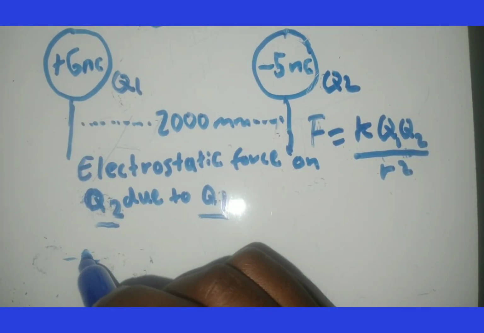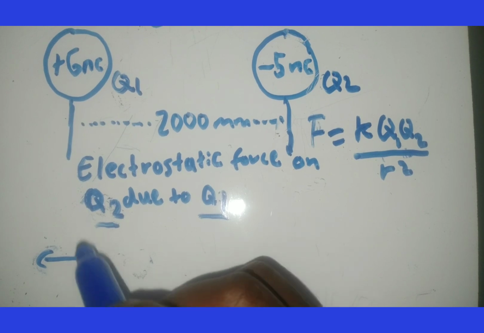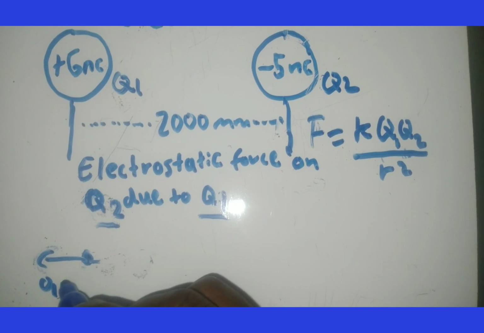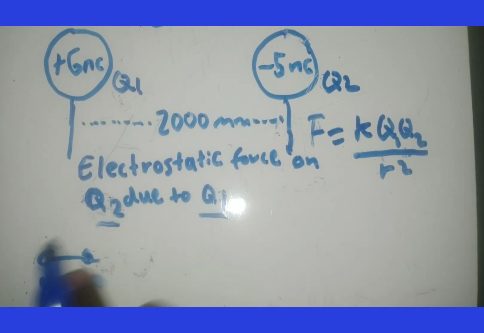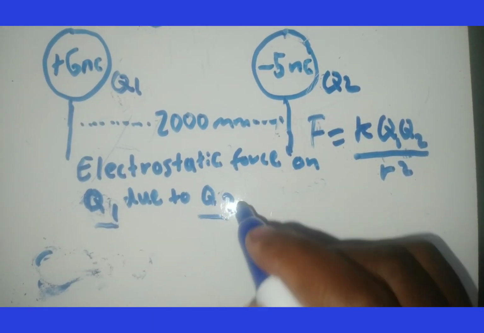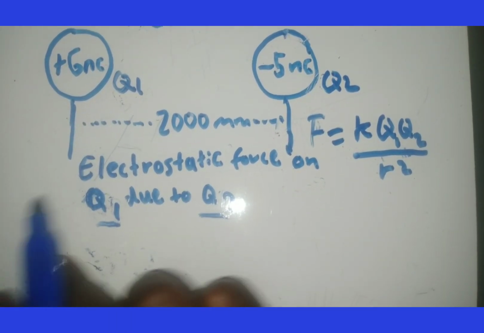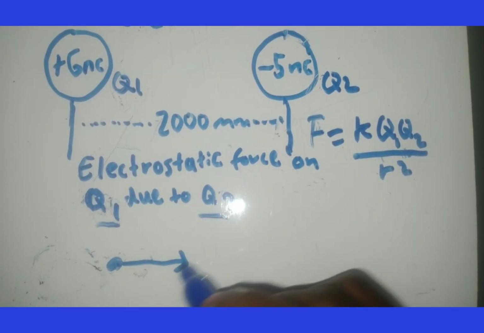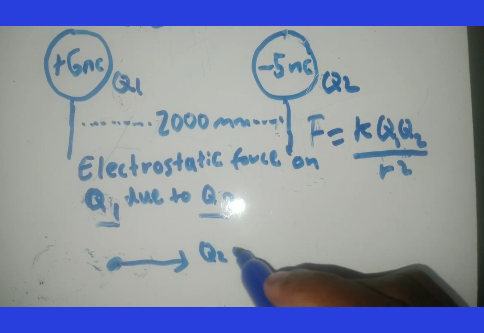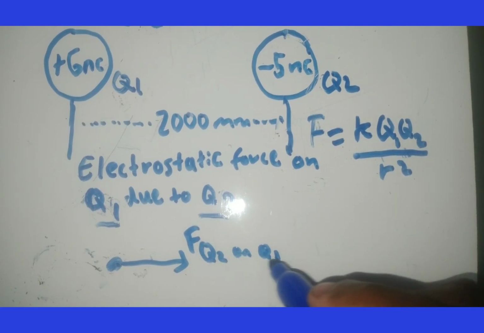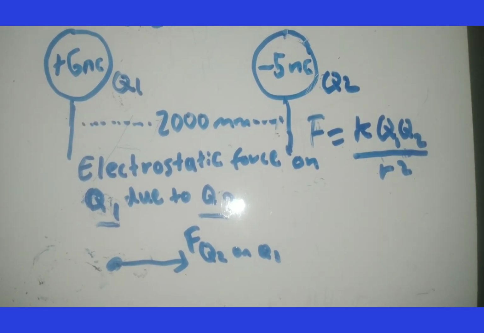So hence Q2 is experiencing this force because that is what is caused by Q1, right? So hence we're gonna say Q1 on Q2. But now the free body diagram I'm drawing is for Q1 due to Q2. So it means what is Q2 doing to Q1? So hence Q2 is pulling Q1 towards it. So hence we're gonna say Q2 on Q1. Yeah, I can write it anyhow. So we already know that once we get our answer, the direction will be to the right.